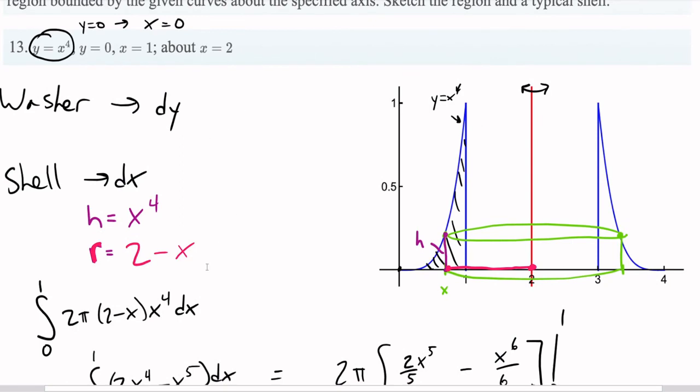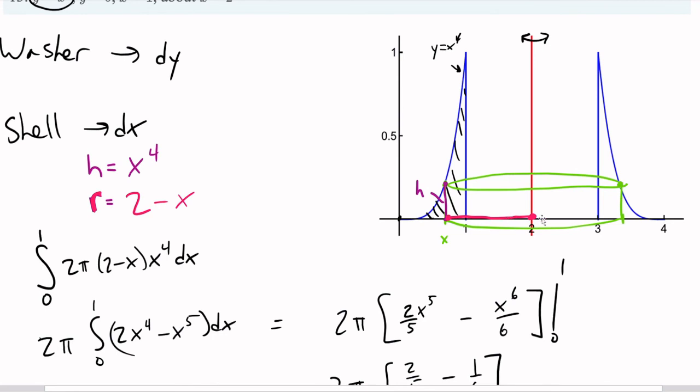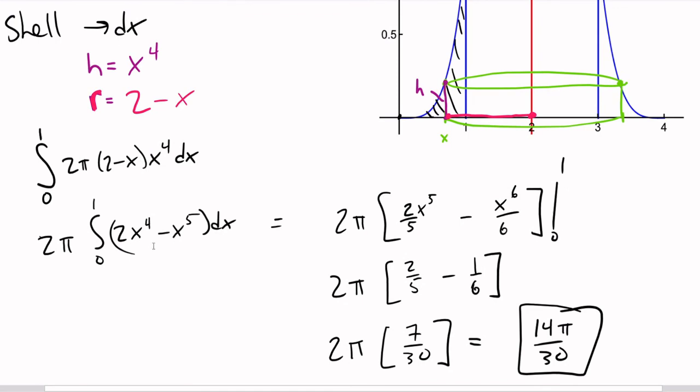So, recap. Washer: I'm too lazy, I don't want to make this x as a function of y, so get that out of here. Shell: find the height. Well, the height of this is just 0 up to my function. Radius: I shifted, but it's not too bad, hopefully, to see that I don't go the full 2 out here. I go 2 minus whatever this distance is, which is just x. Plug in. I can do this integral. We do it, we get our answer.